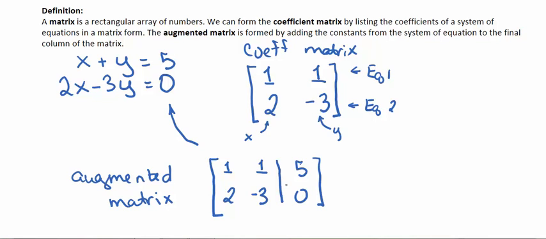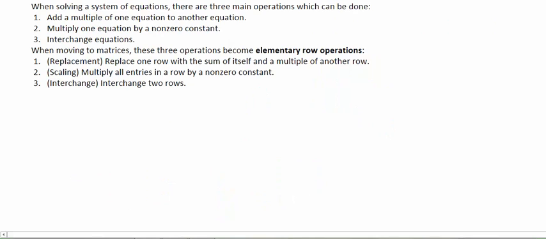When working in the previous example, we had three main things we could do. We could add a multiple of one equation to another equation, which we did twice. We could multiply one equation by a non-zero constant. That was actually the second step in that solution. The third thing we could have done was interchange the equations. In that last example, that wasn't necessary, but it could be, for various reasons, to make things a little bit easier. It basically says the order I wrote the equations down in doesn't matter.